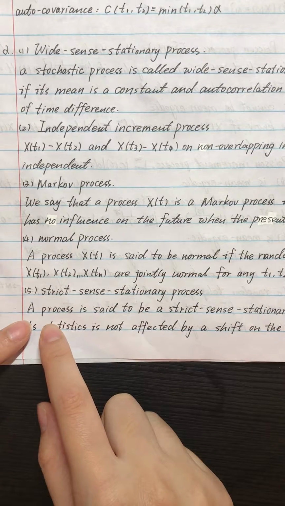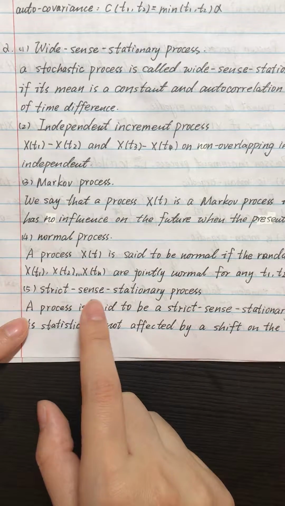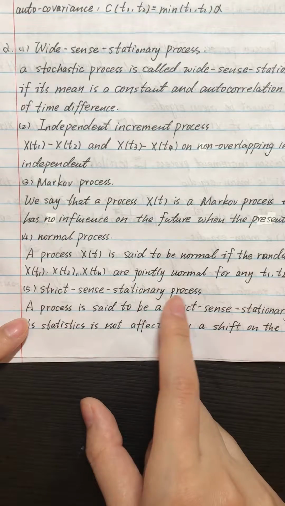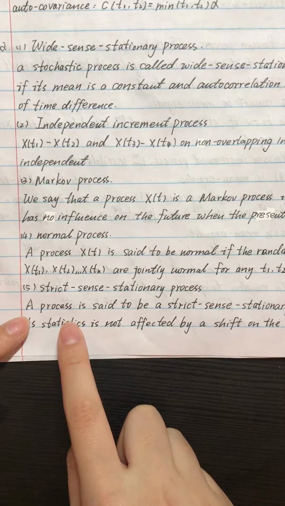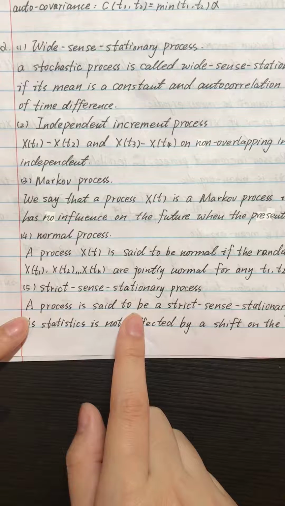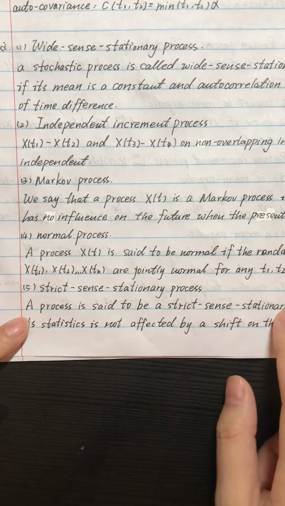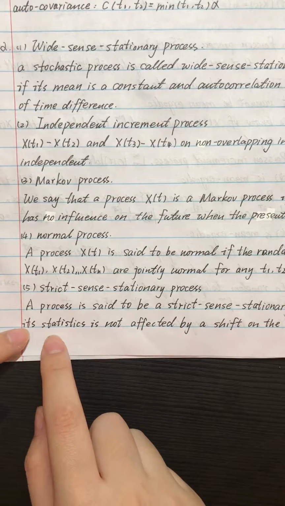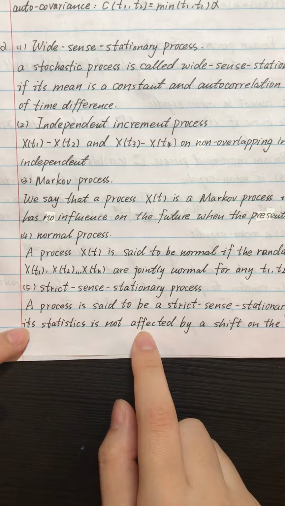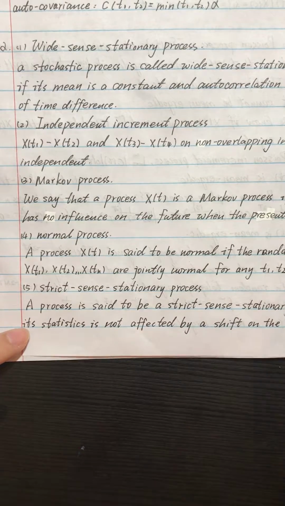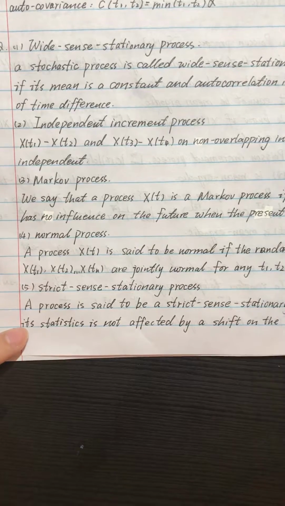And the next one is the strict stationary process. This process is said to be an SSS process if its statistics are not affected by a shift on the time axis. And this condition is very hard to meet.